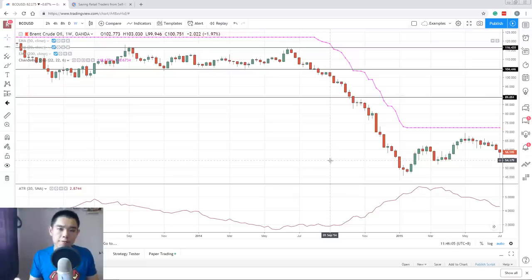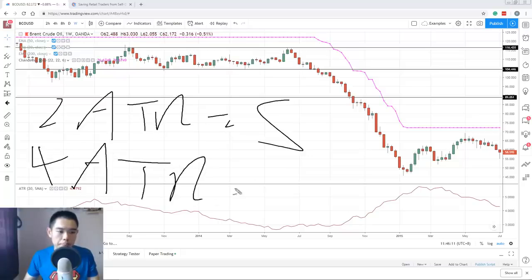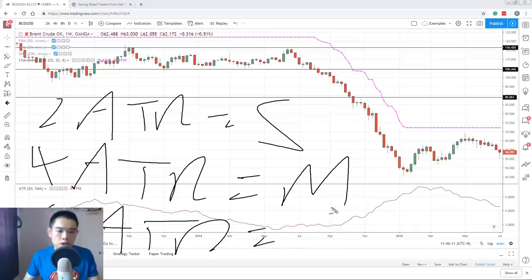One final tip that I have for you is that the larger your multiplier, the longer the trend that you'll catch. So for example, if you are using 2 ATR, it's usually a short-term trend. 4 ATR, medium-term trend. And 6 ATR and above, it's usually a long-term trend. So it depends on your trading goal, what type of trends you want to capture, and you will use the respective multiplier on the ATR.